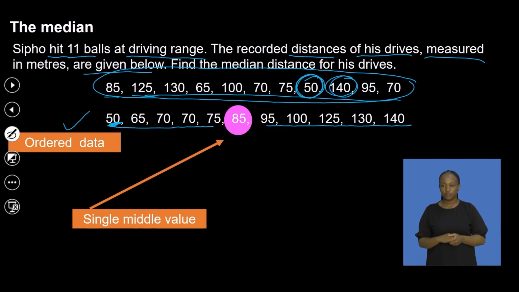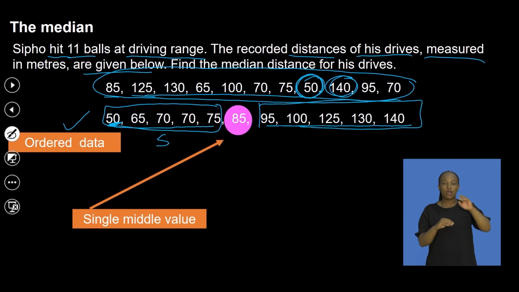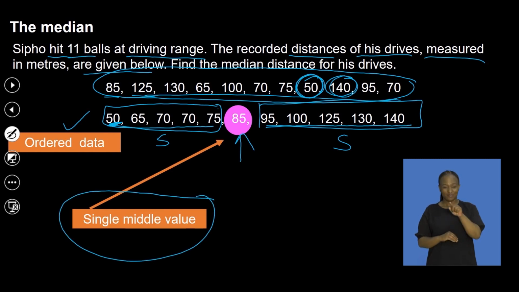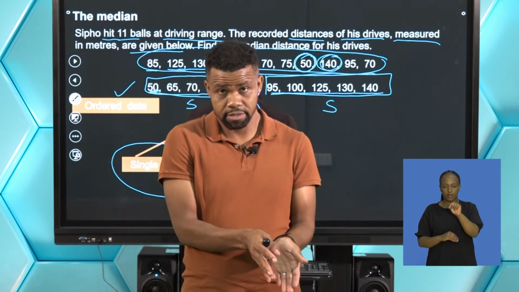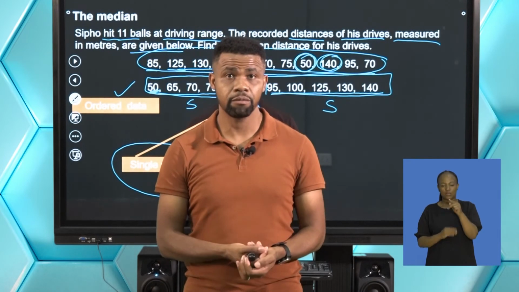So then the middle, we have 11 data sets. So it implies I need 5 this side, and I need 5 this side, and the middle one is 85, which is the median. So the median distance is 85, which is the middle dot.